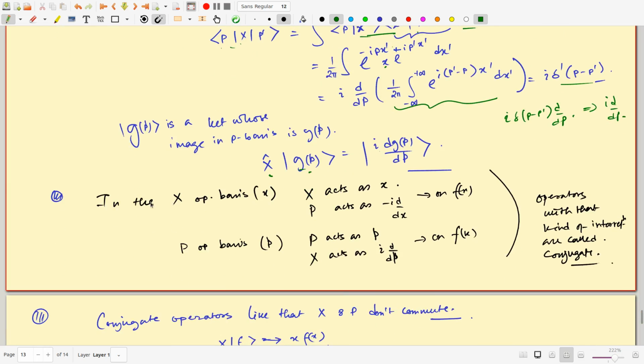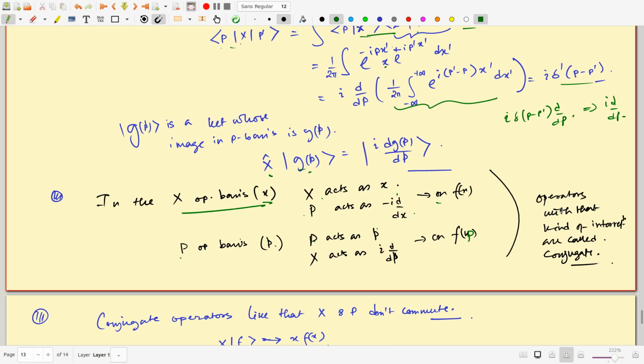So to summarize this whole story, in the x operator basis, x acts as x and p acts as minus i d/dx when it acts on a function f(x) in the x space. Similarly, in the p operator basis, p acts as small p, just multiplying by a number because it's the eigenbasis, and x acts as i d/dp. Operators with this kind of interrelation are called conjugate operators.